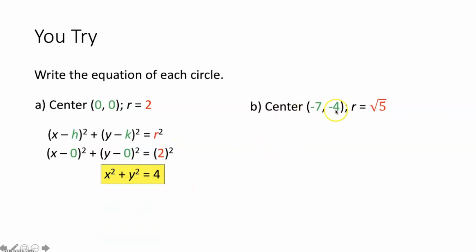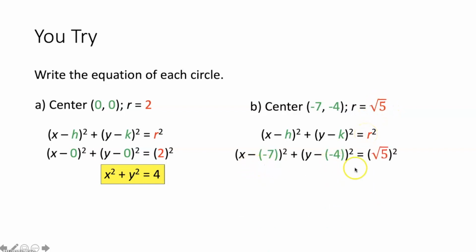Part B, doing the same thing. We're given a center and a radius and tasked with writing the equation of our circle. So what is the equation of a circle in the coordinate plane? That would be x minus h, the quantity squared, plus y minus k, the quantity squared, is equal to r squared. Up here we have our h and our k, so we're going to take -7, plug it in for h, take -4, plug it in for k. Our radius is rad 5 this time, so we're going to take rad 5, plug it in for r.